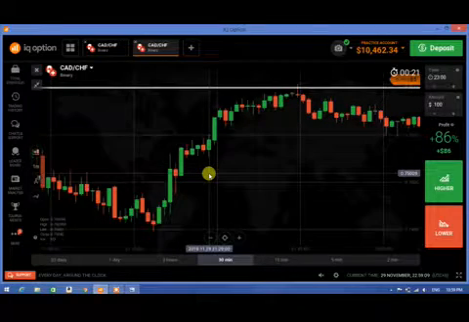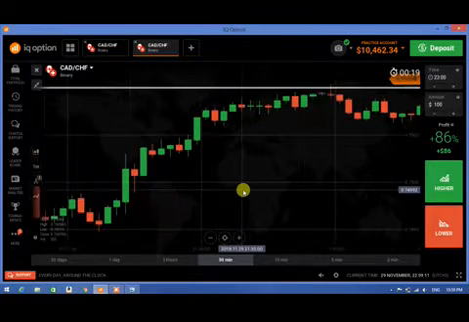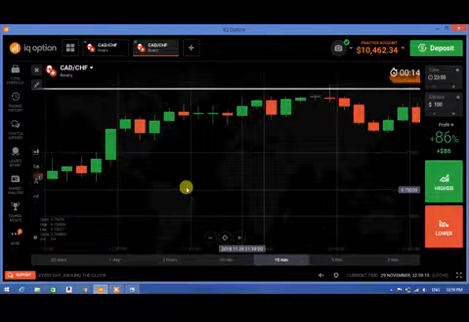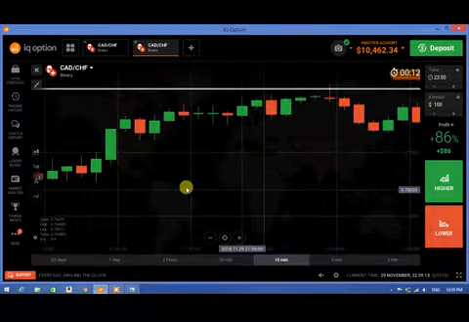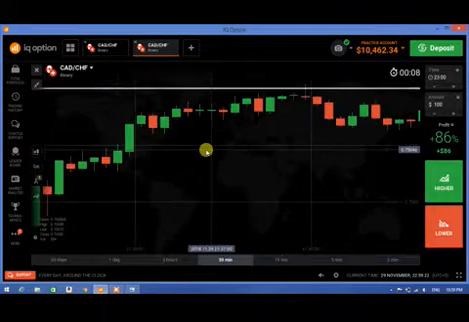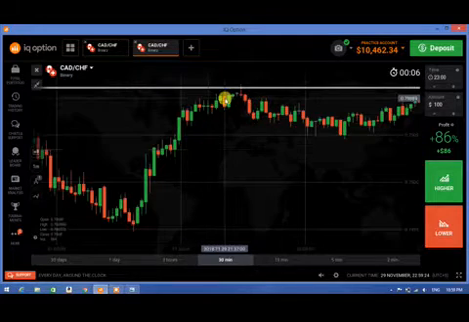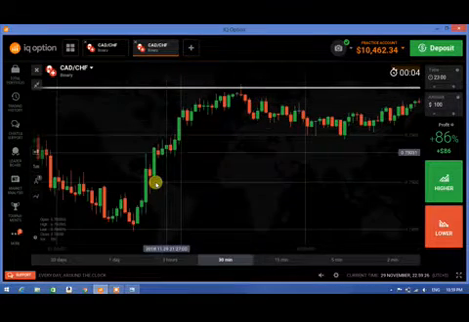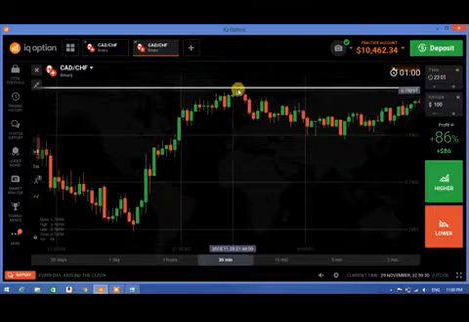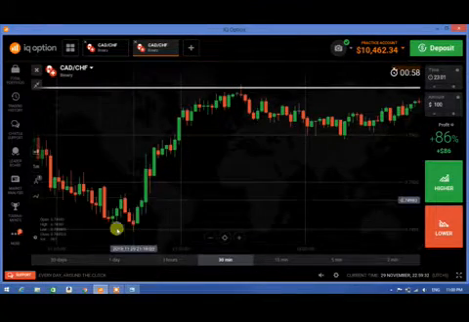Now we know that the wicks represent the rejection, so we need rejection at our support line or at our resistance line. Make sense? The support line is when these candles move on the top. I mean, this line acts as a support.